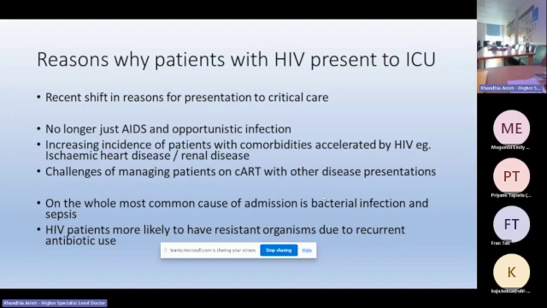Ultimately, the most common cause for admission is bacterial infection and sepsis. And these patients will have often had recurrent infections. So we also need to be aware of antibiotic resistance due to recurrent antibiotic use.